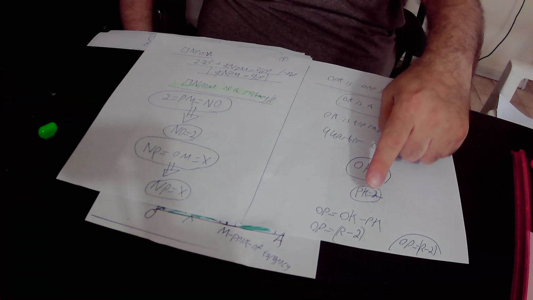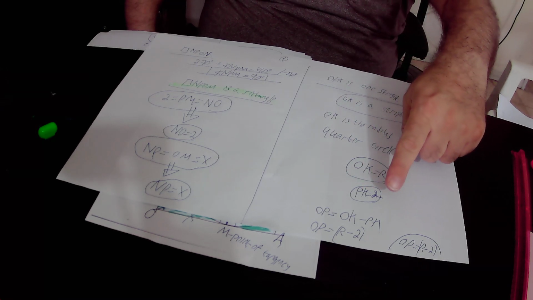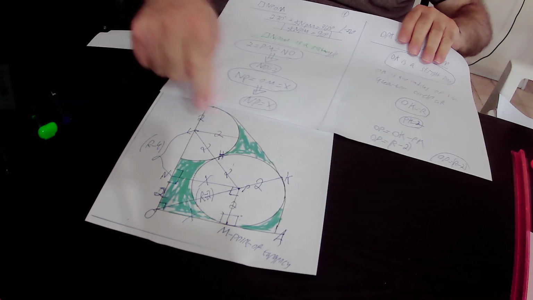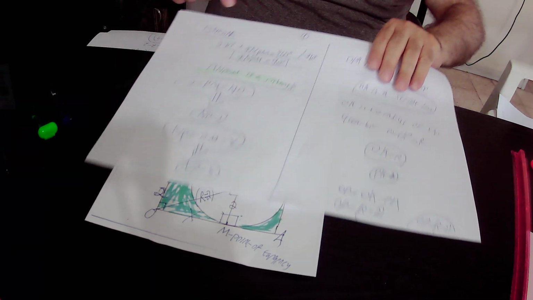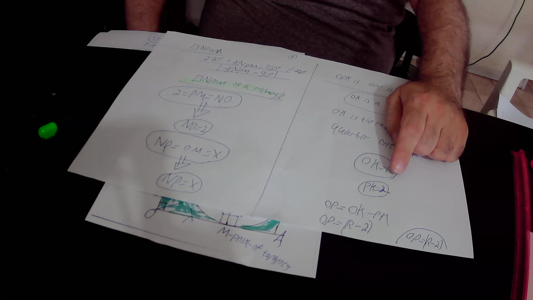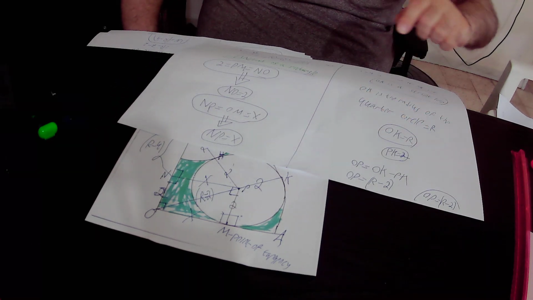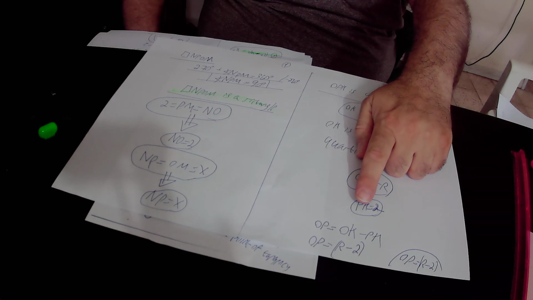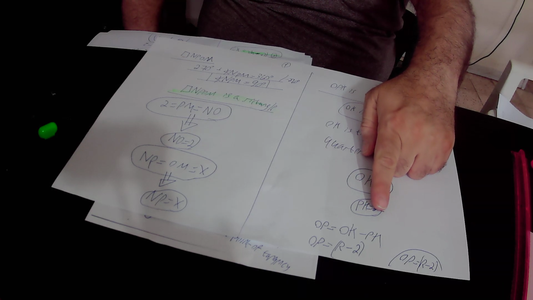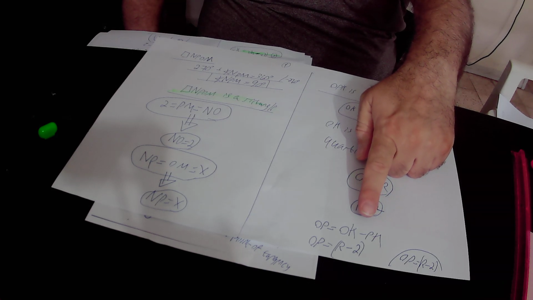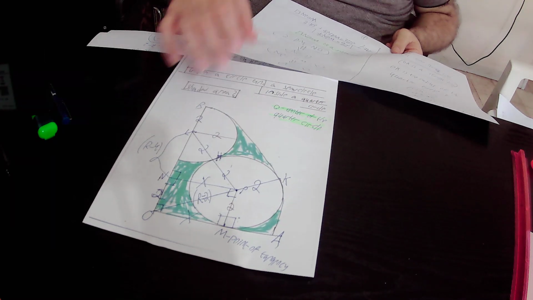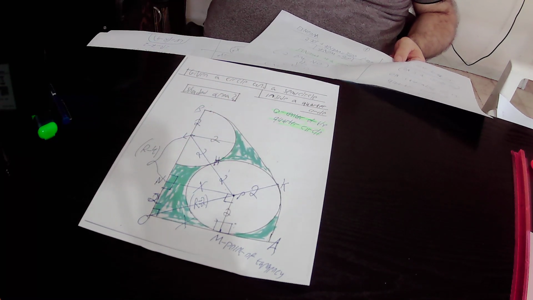So OP equals OK, that is capital R, the radius of the quarter circle, minus PK, and PK is the radius of the circle, that is equal to 2 units. So in conclusion, we found out that OP equals OK, that is capital R, minus PK, that is 2. So OP equals capital R minus 2.